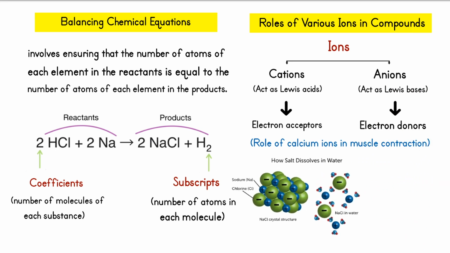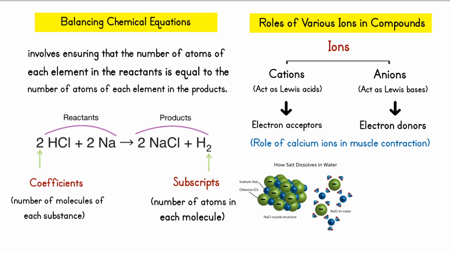For example, table salt, NaCl, dissolves in water more effectively than sugar because NaCl is an ionic compound, meaning it consists of positive and negative ions that are held together by strong ionic bonds. When NaCl is added to water, the polar water molecules surround and separate the ions, breaking the ionic bonds and allowing the ions to disperse evenly throughout the water.